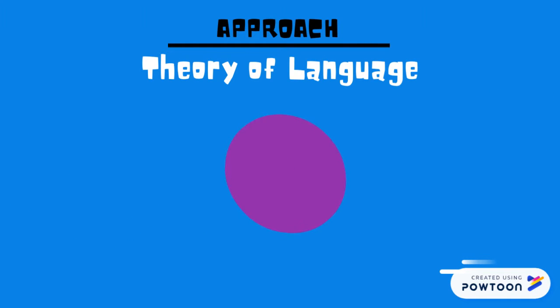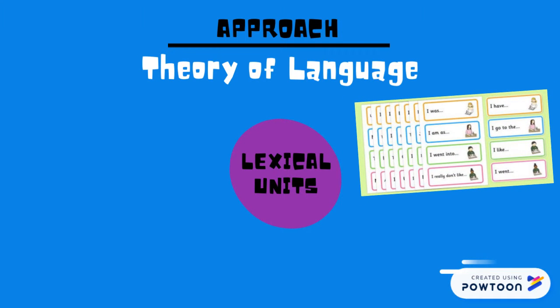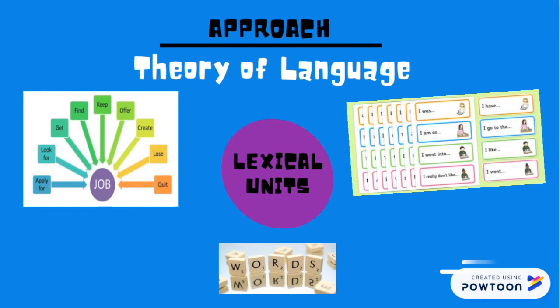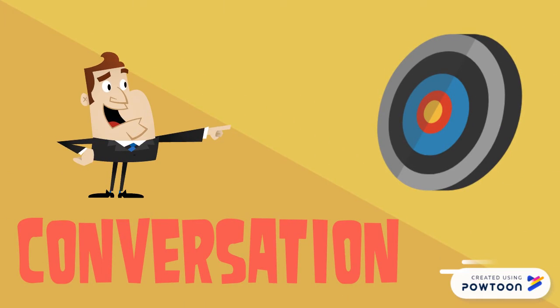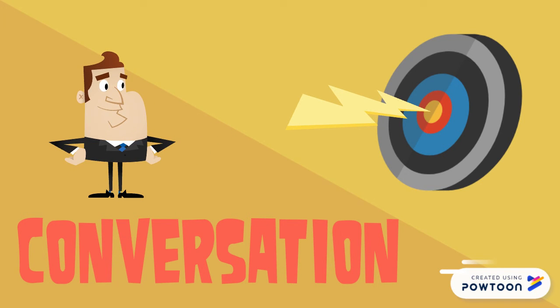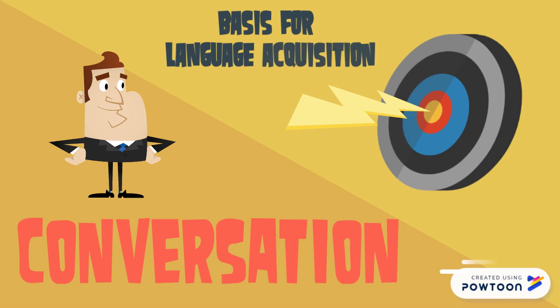In this theory of language, lexical units are central in language use and language learning. Vocabulary includes the consideration of lexical phrases, sentence stems, prefabricated routines, collocations, and not only words as units. Conversation is the central focus of language and the keystone of language acquisition. Communicating with others through the spoken language using the learner's available linguistic and communicative resources is the basis for language acquisition.